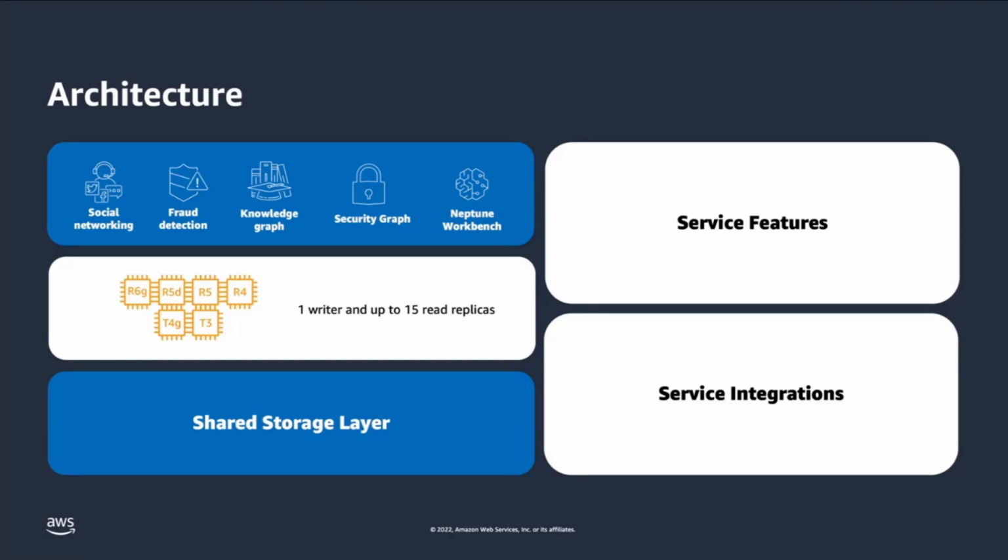For reads, most graph applications tend to be very read heavy. So we allow you to scale out to up to 15 different read replicas on top of that same data. You're storing that data one time. Each of these read replicas will read that same data. And those read replicas allow you to scale vertically as well, from a T3 medium all the way up to an R4 24XL or X2Gs, as well as scale horizontally. So from an instance perspective, the write instances can scale vertically and the read instances can scale both horizontally and vertically. All of this compute is separated out from our shared storage layer.